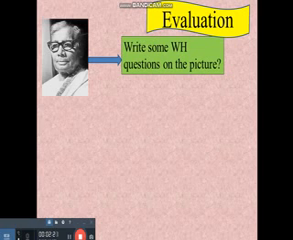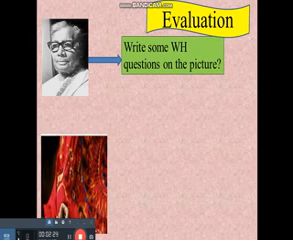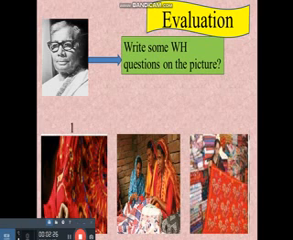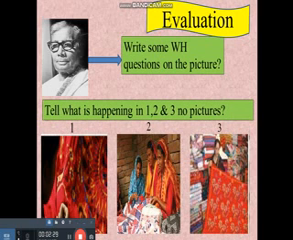Okay, dear student, I think we have done very well. Now you are given three pictures, one, two, three. So tell what is happening in pictures one, two, and three. There are some women here. In the first, there are colorful new and old clothes. Next, three women are weaving Nakshi Kanthas. And the third picture, the last one, in a commercial shop, a woman is selling Nakshi Kanthas.